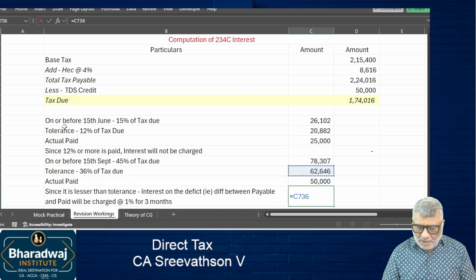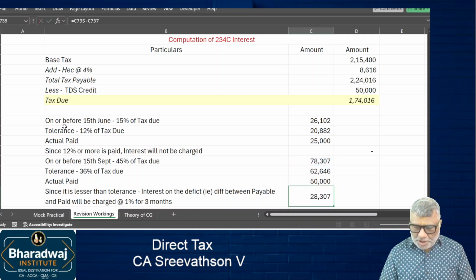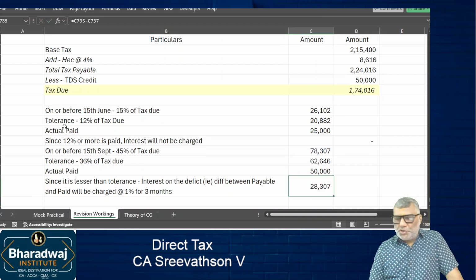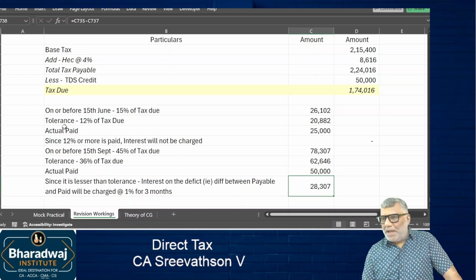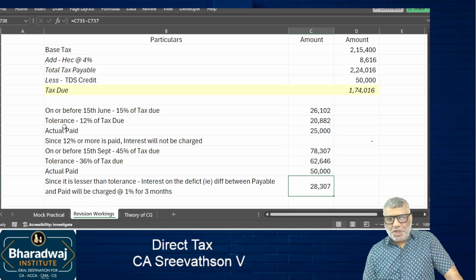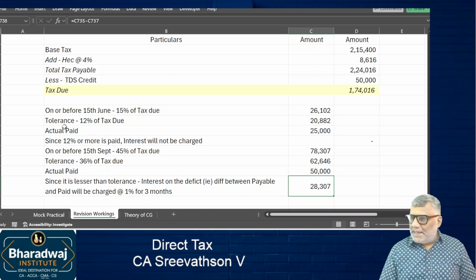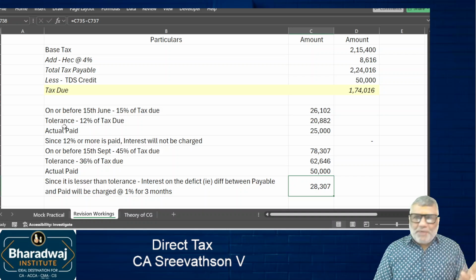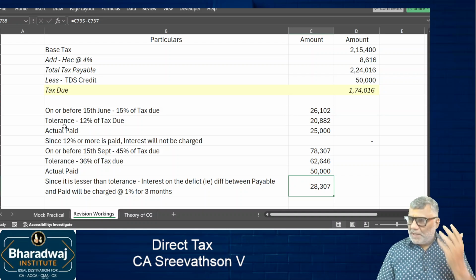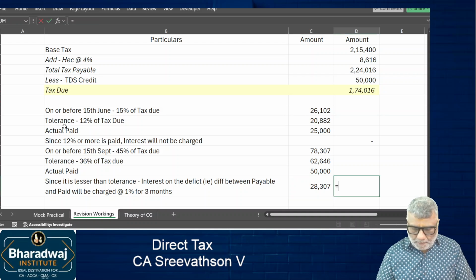So, very carefully, in examination we should not reduce 62,146 minus 50,000. No, it is actually 78,307 minus 50,000. What is payable? Tolerance is just to check whether interest will come or not. If interest will come, it is on the total deficit.